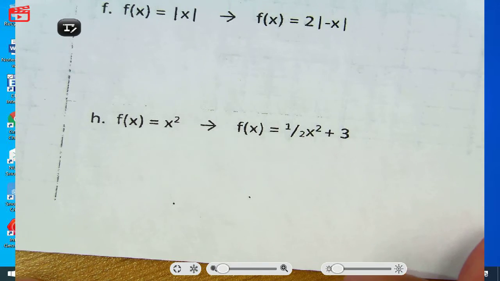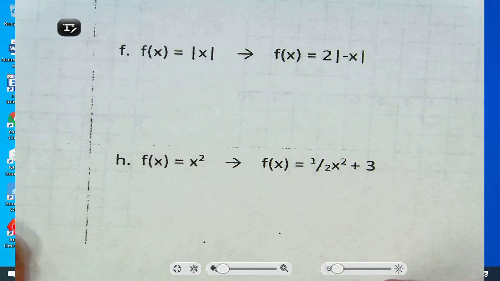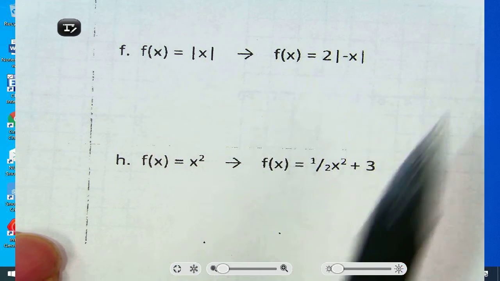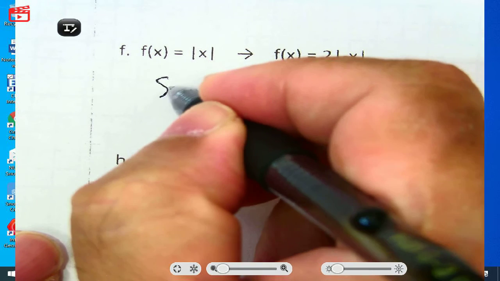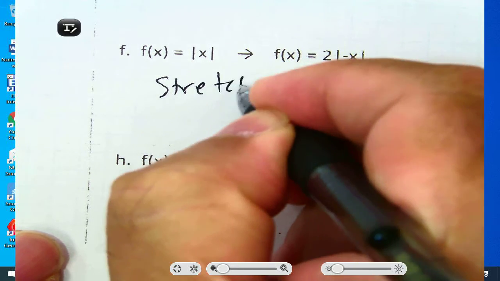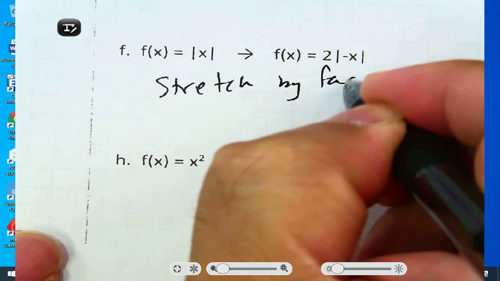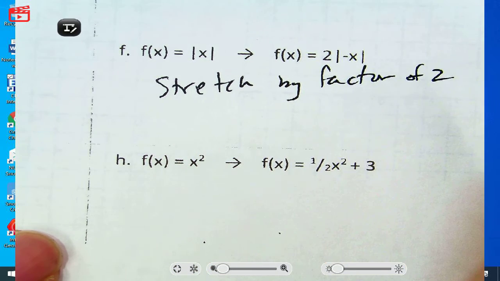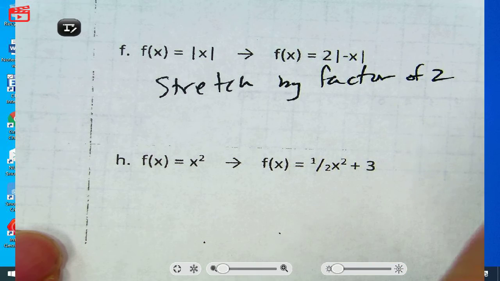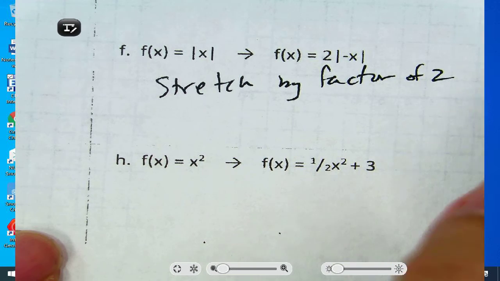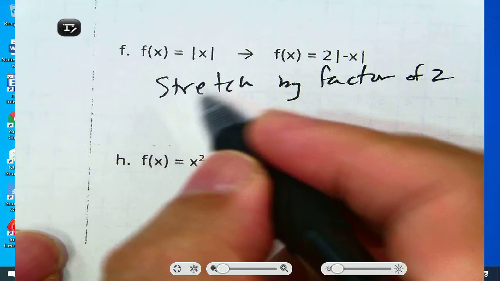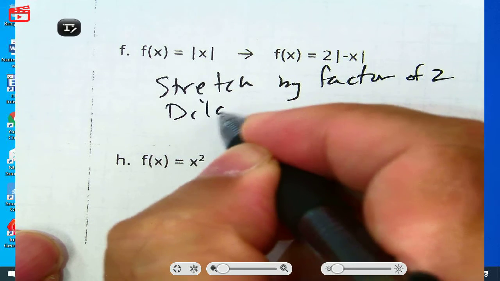Okay, F is goofy. We'll do it anyway. So you have a 2 on the outside, so that is a stretch by a factor of 2. Do you remember the other way to write that? Dilated. Dilated by a factor of 2. So the other way is dilated by a factor of 2.